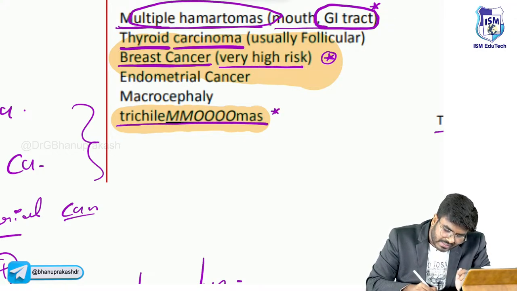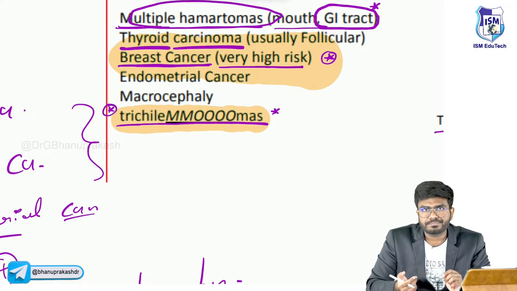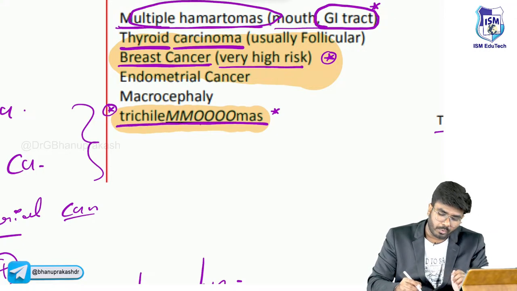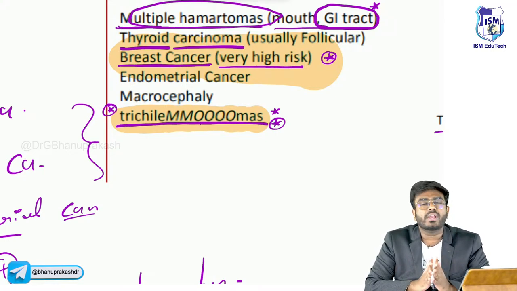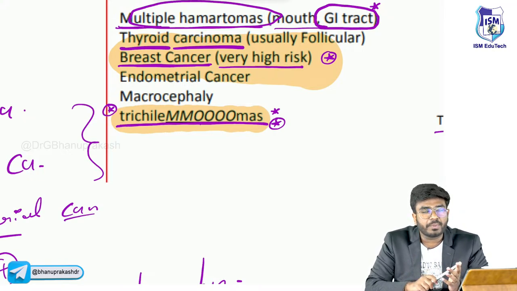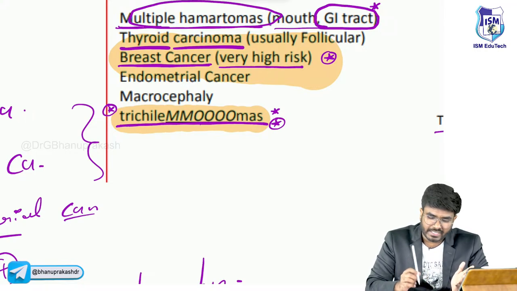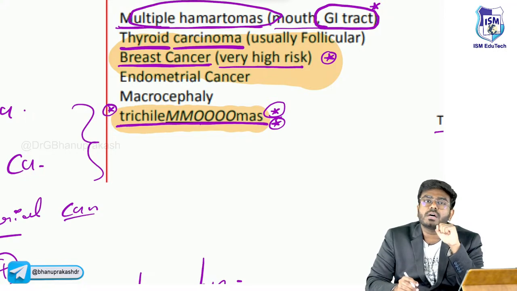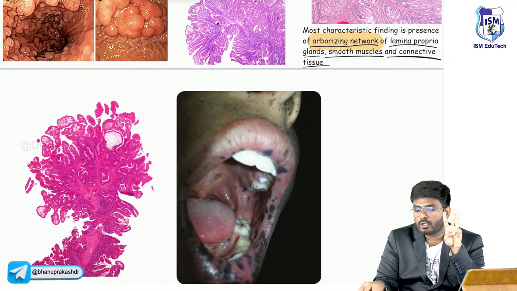Trichilemmomas. What exactly is a trichilemmoma? It's a benign tumor of the hair follicles. Trichilemmomas are also seen, very important. In which condition are they seen? Cowden syndrome. What is the gene mutation? PTEN gene mutation. If there is a PTEN gene mutation, there is a risk of breast cancer, thyroid cancer, and endometrial cancer, and the patient is going to have multiple hamartomatous polyps in the gastrointestinal tract and trichilemmomas, benign tumors of the hair follicles.